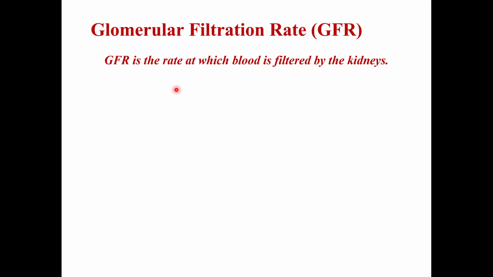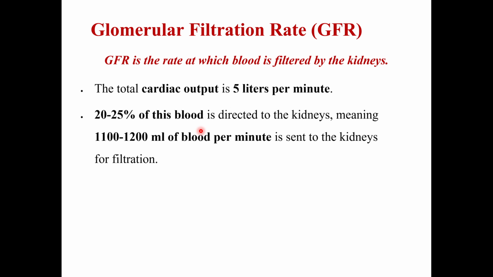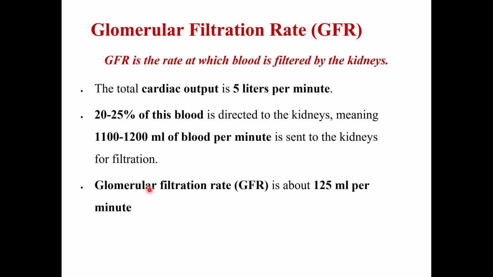So here the total cardiac output is about 5 liters per minute. That is the blood pumped by the heart per minute. About 20 to 25% of this blood is directed to the kidneys, meaning 1,100 to 1,200 ml of blood per minute is sent to the kidney for filtration, and GFR is about 125 ml per minute, leading to approximately 180 liters of filtrate per day.